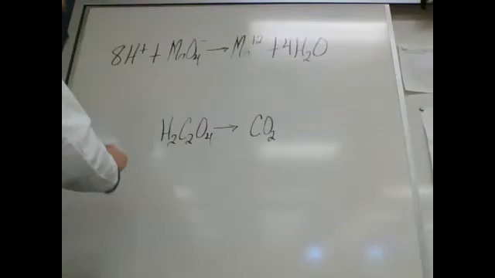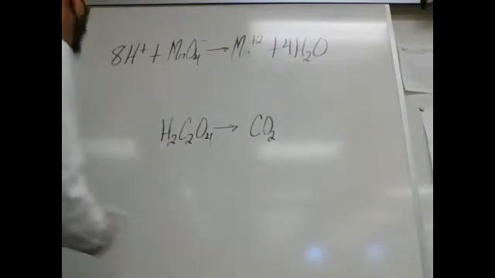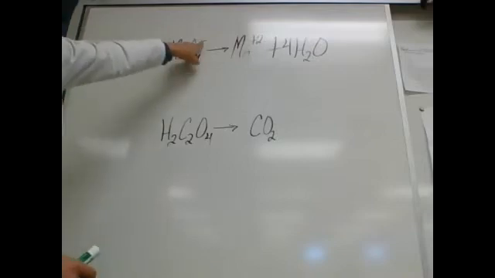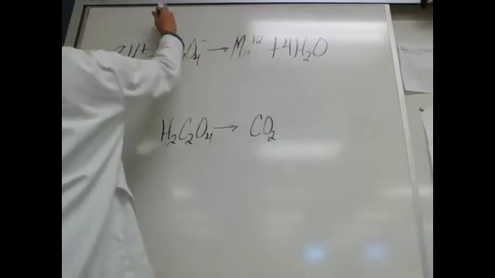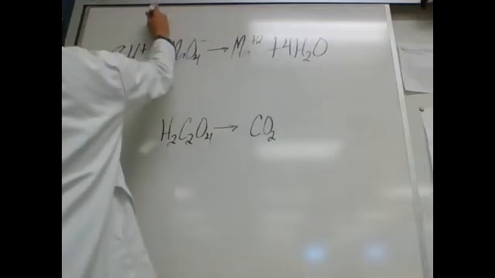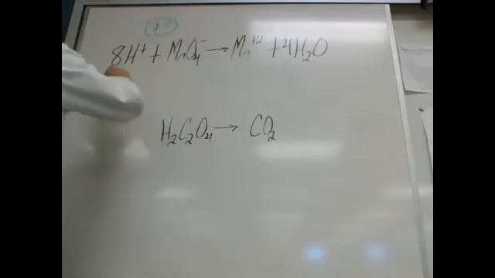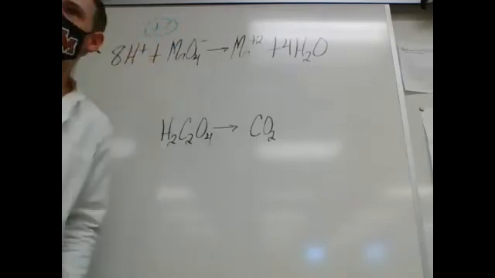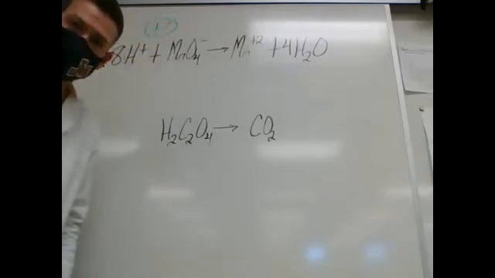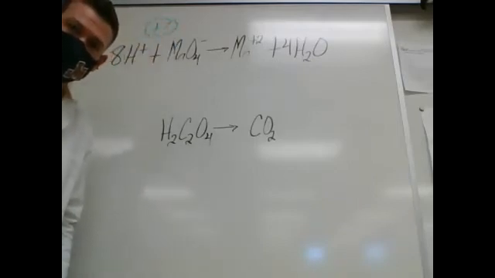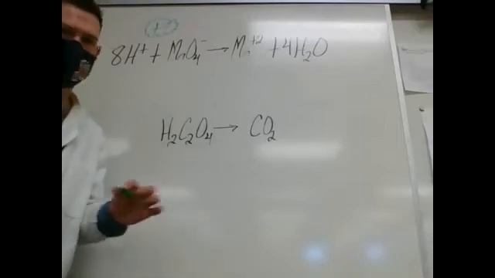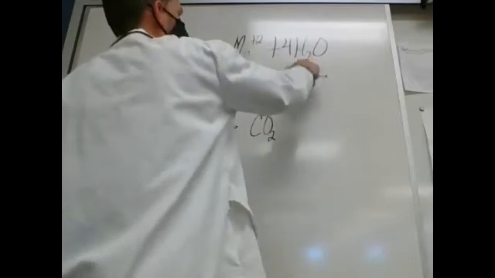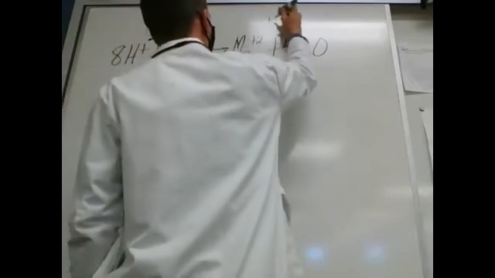All right, here's what I see. I see 8 pluses and 1 minus, giving me a charge of +7 on the reactant side. 8 pluses and 1 minus has a net charge of +7. What about on the right-hand side? +2, nothing, so just +2.